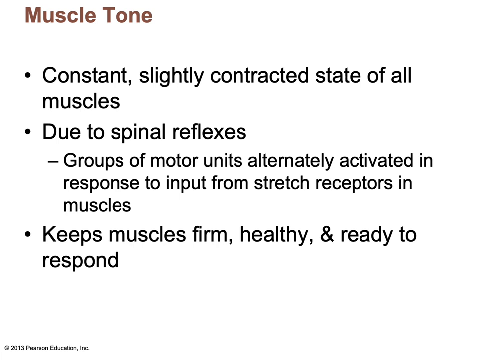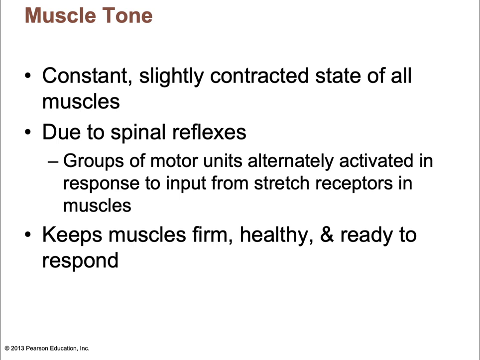And this goes on without us really having to think about it very much, okay? And it keeps the muscles firm and healthy and ready to respond. This is one of the reasons why when you cut a peripheral nerve to a muscle, the muscle will go into paralysis in the form called flaccid paralysis very quickly, and will, if you don't do anything about it, lose muscle tone very rapidly.